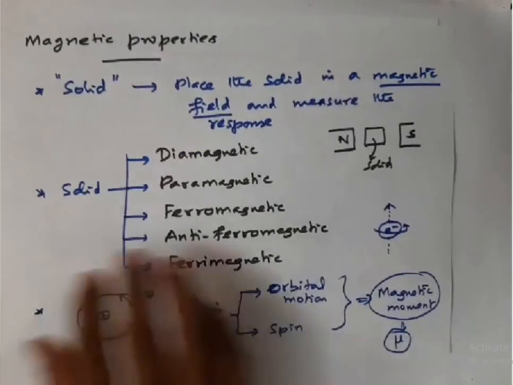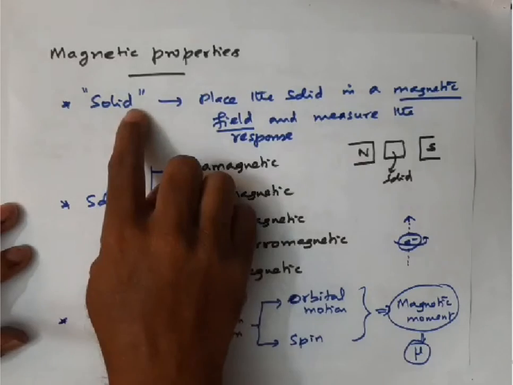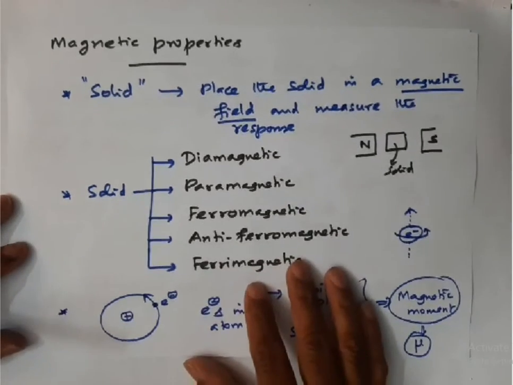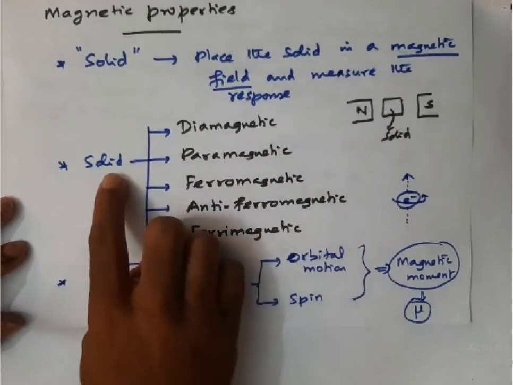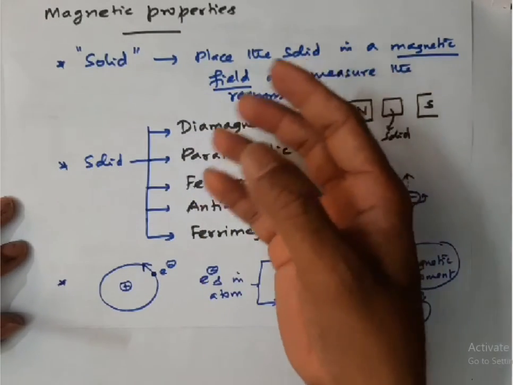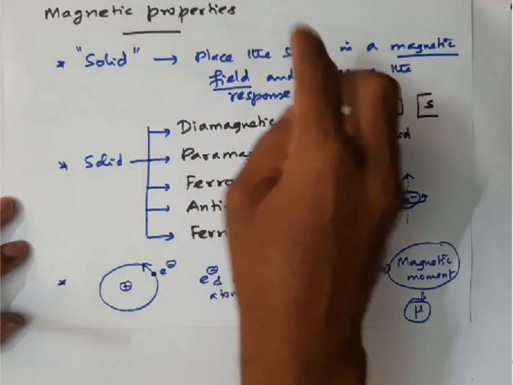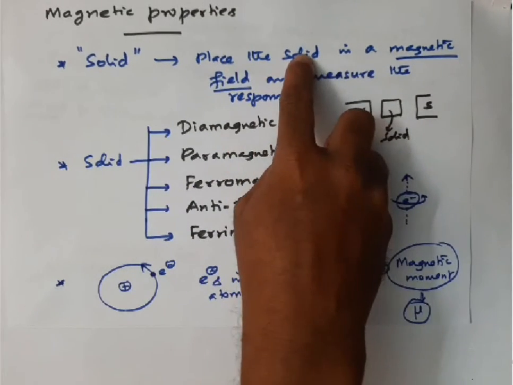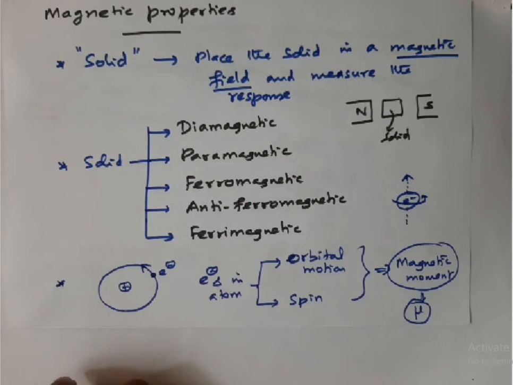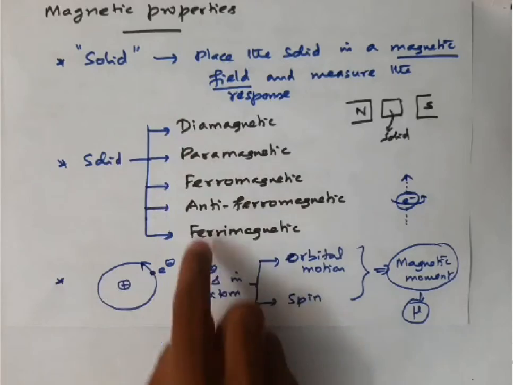See, in magnetic property, if you want to study the magnetic property of your material, what you have to do is place the material in the magnetic field and measure the response. Based on the response we classify. Response means your material will show a magnetic field, or your material will behave like a magnet. It has some magnetic field associated with the solid, which is measured in the quantity called magnetic moment. So based on the response we classify solids into 5 types.